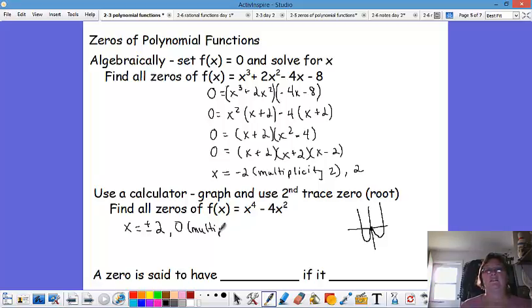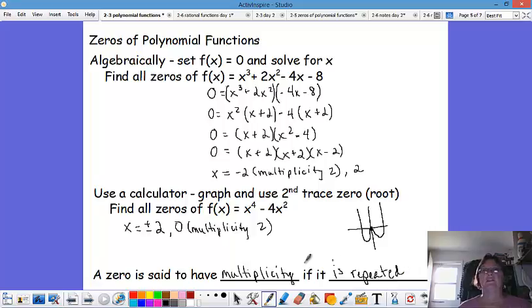Now we've used that term, multiplicity 2, a couple of times. A 0 is said to have multiplicity if it is repeated.